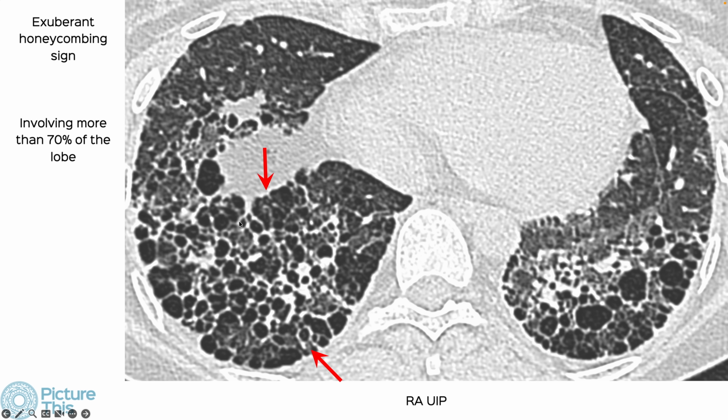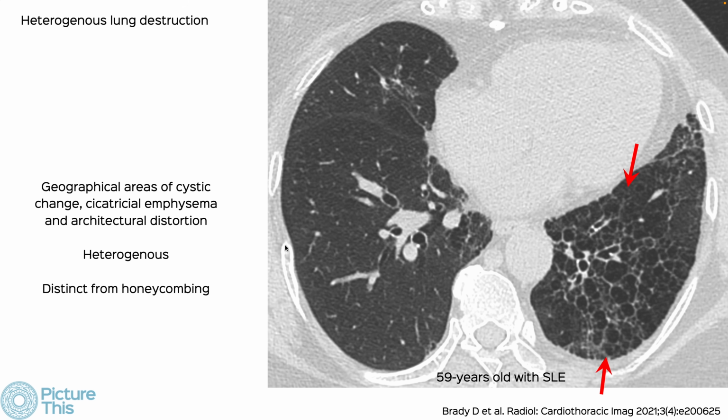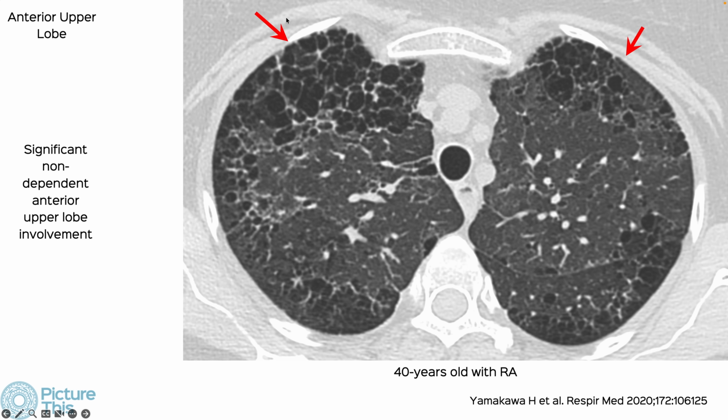So here is exuberant honeycombing. This is a UIP pattern, lots of cysts and honeycombing involving more than 70% of the lobe. This should raise the likelihood of CTD-ILD, or when we see these geographical areas of cystic change, which we can see in RA, SLE, etc. This is a reliable sign when we see it.